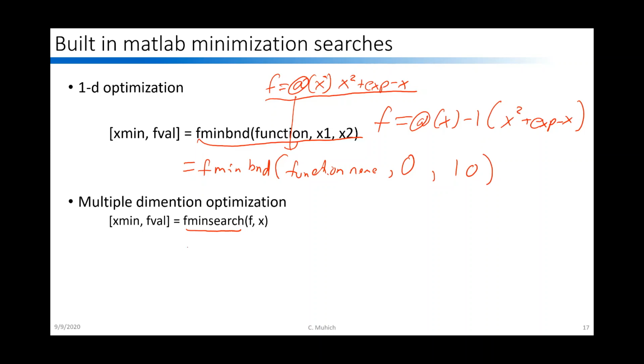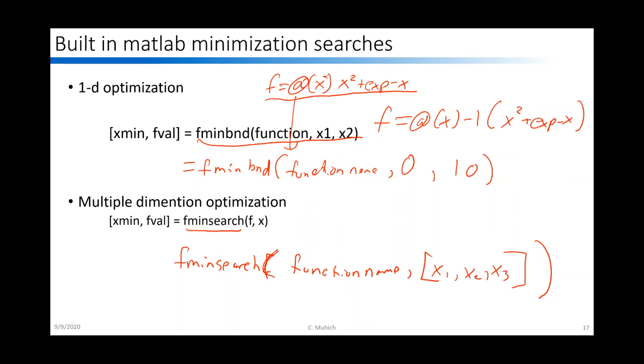It's going to work very similarly, where we just call fminsearch, and then we have our function name. In this case, x, though, needs to be an array of values or a vector of values. So depending on how many values we want to look over and try to optimize, we could have, say, x1, x2, x3. In this case, we don't need to bound our solution. We're merely giving it a set of starting values.